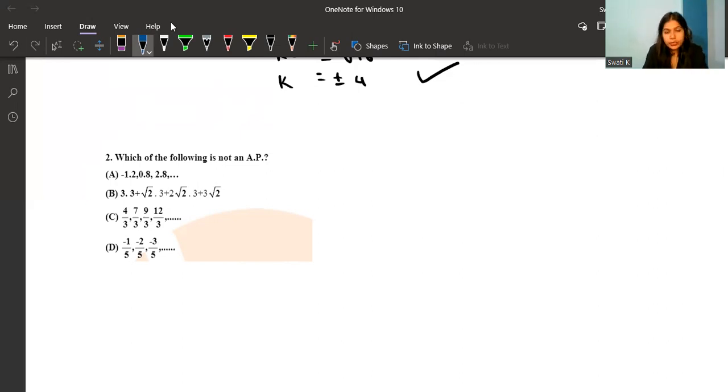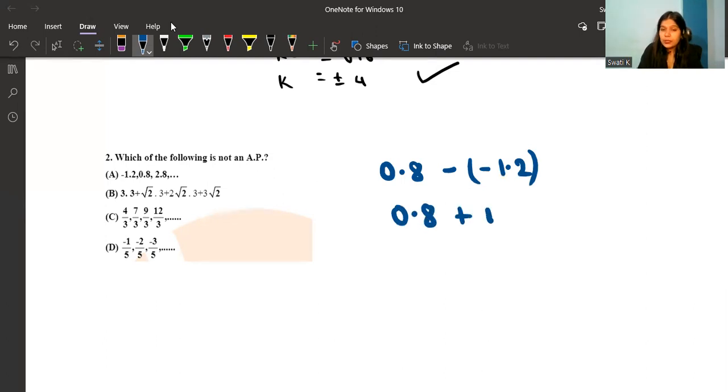If you look carefully at the first option, it is minus 1.2 and 0.8. The second term is 0.8 and the first term is minus 1.2. So we subtract the second term minus the first term. The two signs are coming together, so we put a bracket. Now this will become 0.8 minus minus 1.2, which is 0.8 plus 1.2. If you solve this, it will become 2.0.